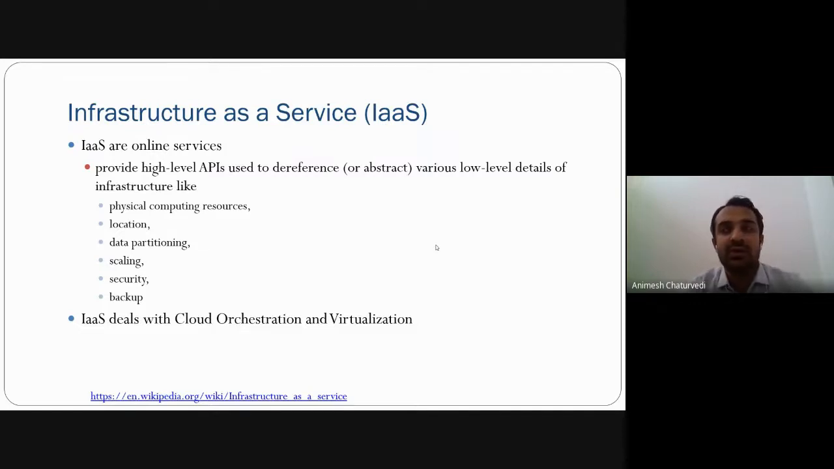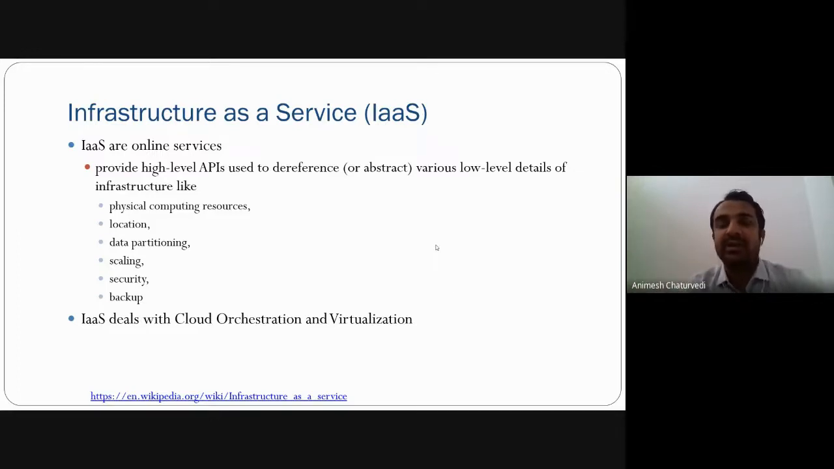Why will you use it? Because your machine has limited infrastructure, so you can use the infrastructure of another server remotely. So what it does is dereferencing or abstraction of lower level details. What are the lower level details? Physical computing, which you can use remotely from your mobile. Location dereferencing means it could be anywhere in the world.